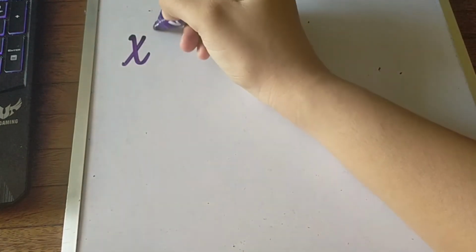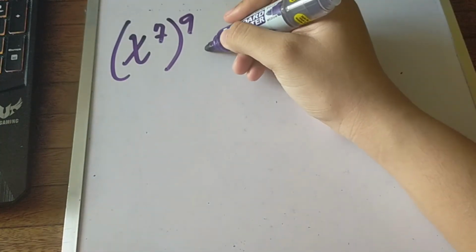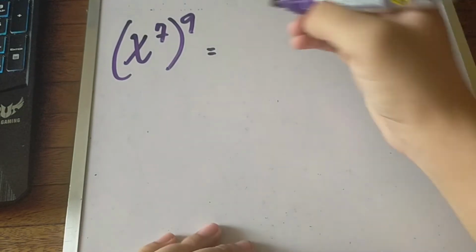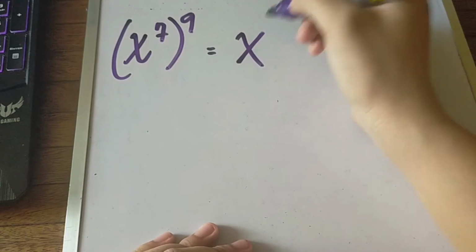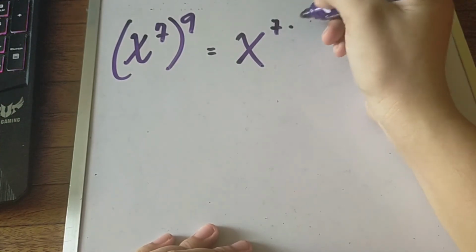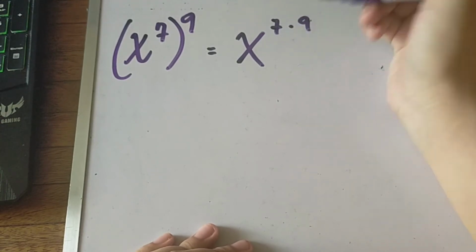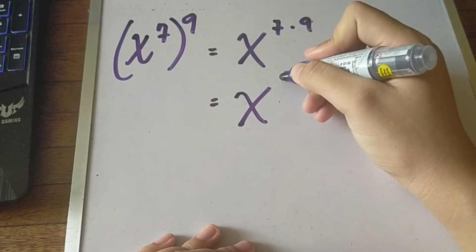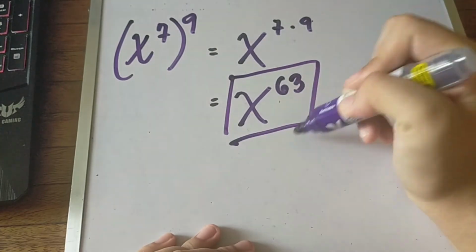So, okay, for example, we have x raised to 7 raised to 9. So, again, if we want to have a shorter solution, we can just simply apply the power rule. So, we can just multiply the exponents 7 and 9. So, copy the base, then multiply 7 and 9. So, we will have x raised to 63. And that will be our final answer.